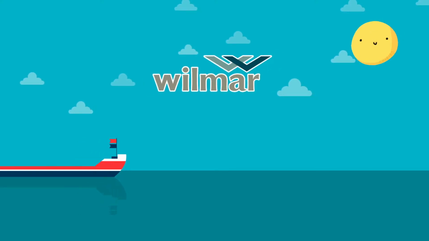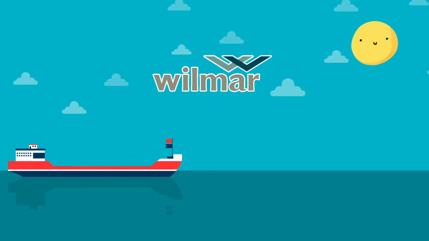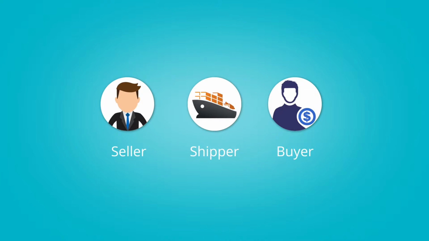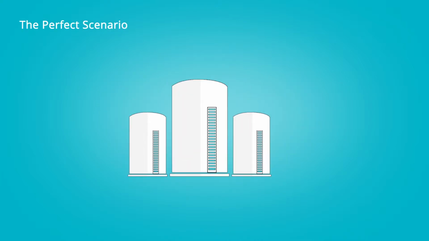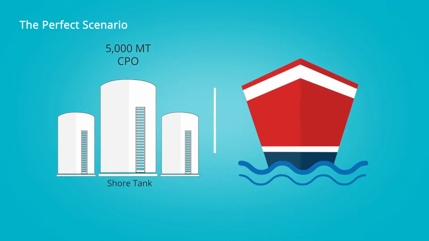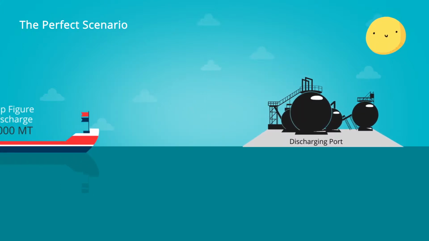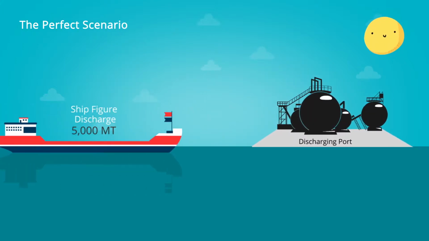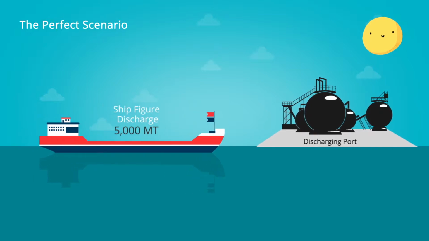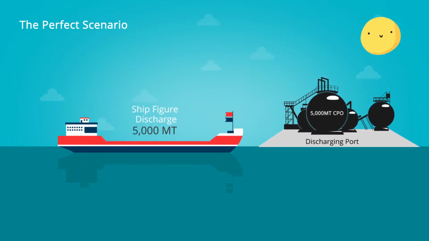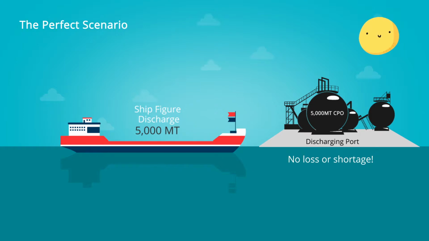Wilmar's business revolves around transporting palm oil products, which involves three parties: seller, shipper, and buyer. In the perfect scenario, when transporting 5,000 metric tons of CPO, assuming the ship's character is similar to the shore tank for simplicity, the ship figure load will be 5,000 metric tons. After arriving at the discharging port, ship figure discharge will be 5,000 metric tons. Finally, the receiving tanks will receive 5,000 metric tons, with no loss or shortage.